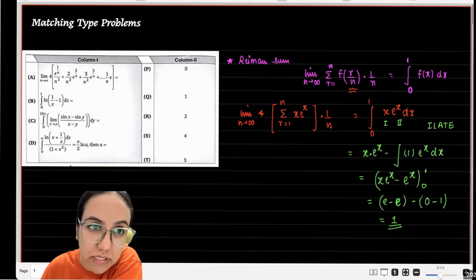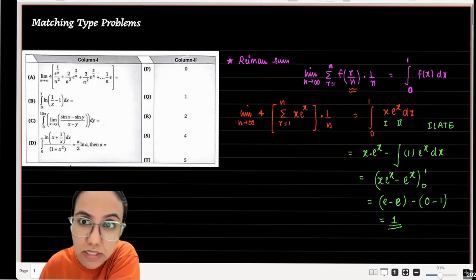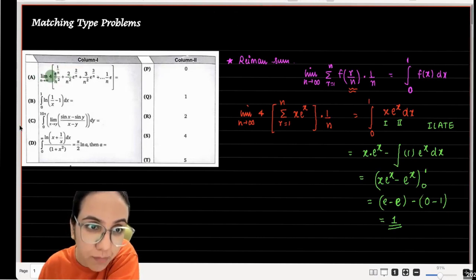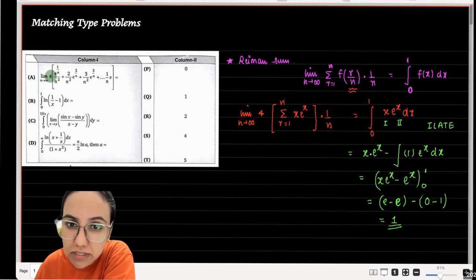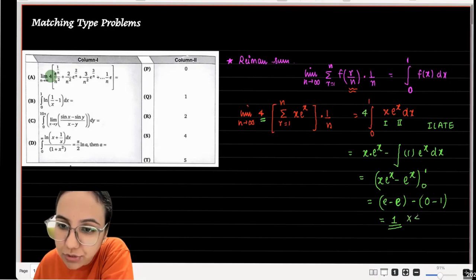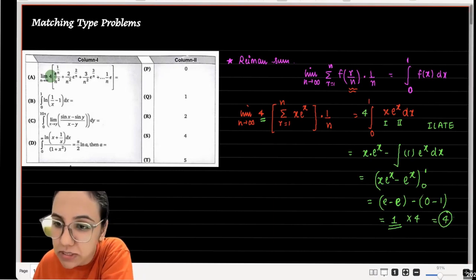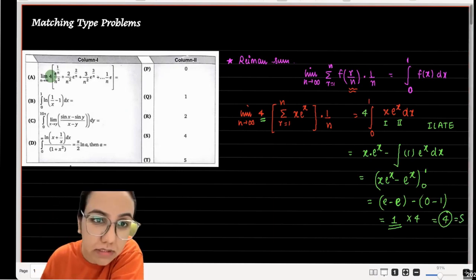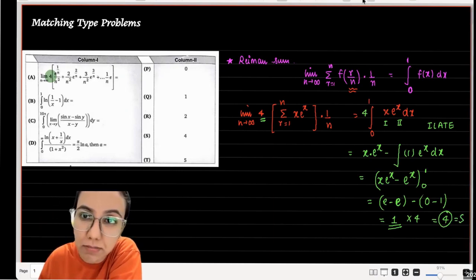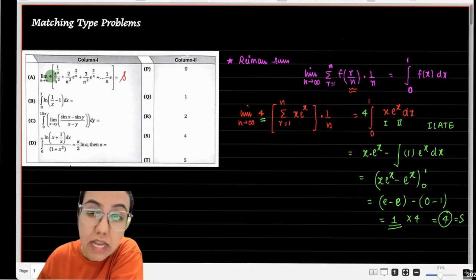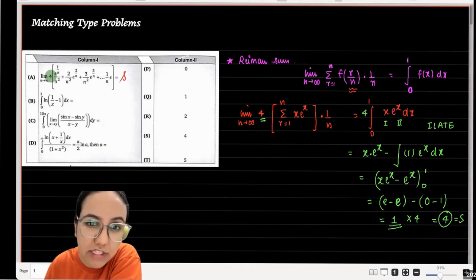But we are missing something. Please be alert. Here a 4 is being multiplied. So this final answer will be multiplied with the 4 that we took out common. So our final answer turns out to be 1 times 4, which is 4, which matches the answer S. That means the answer to this part is S. Now, let's move on to the next part, B.